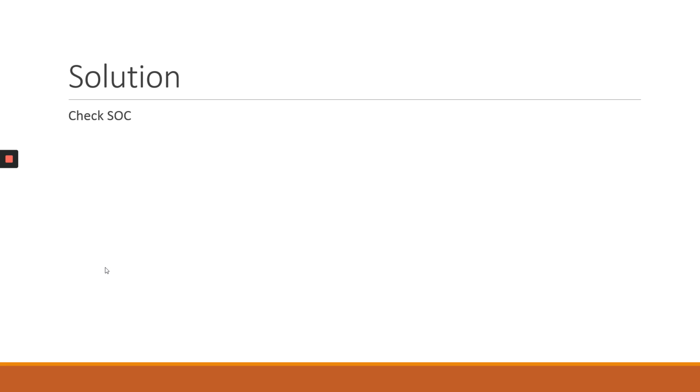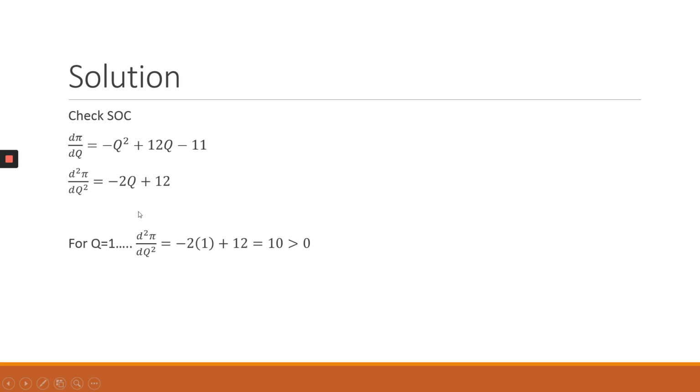So we check for the second order condition. Right, so we are going now to find the second derivative of the profit function with respect to Q. So it's basically differentiating our first derivative. So the answer now becomes minus 2Q plus 12. And then the next step will be to evaluate the second derivative at the two solutions.